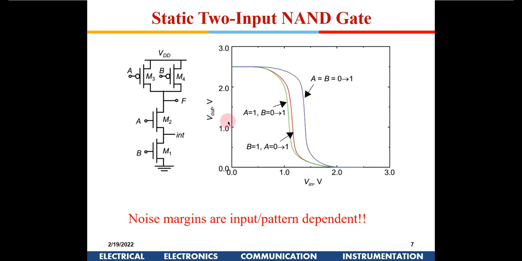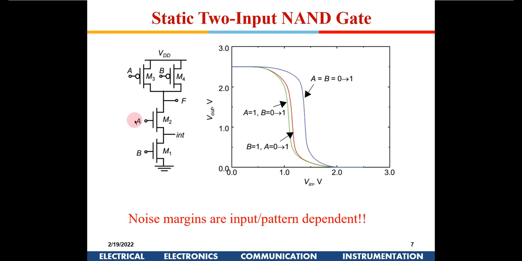Now if you take the other conditions, suppose we assume A is 1. If A is already 1, and only B is moving, this PMOS is switched off and this one is switched on. Then you have only this B, so this is off, this is switched on. So you can say only M4 and M1 are now active, with B changing from 0 to 1. So you have this green dotted curve. Now there is only one PMOS transistor, not two, so the PMOS has become weaker. So you will have this green curve.